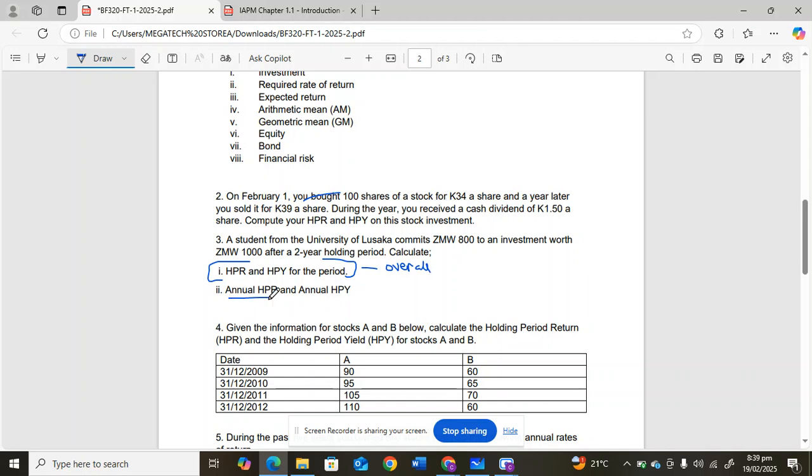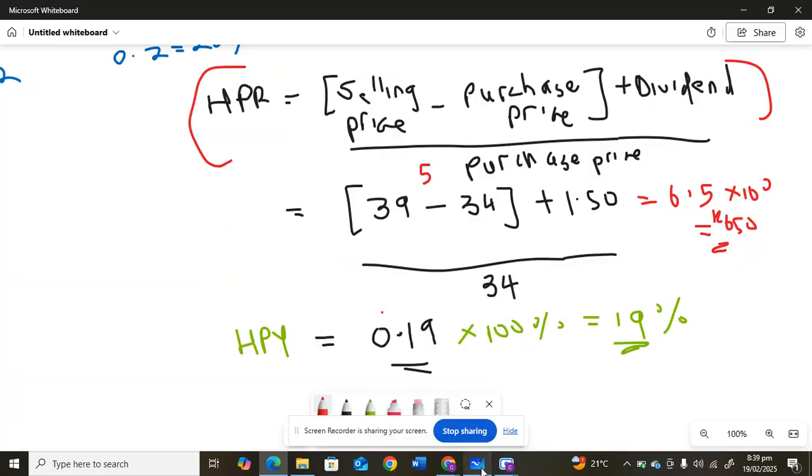For the annual HPR and annual HPY, you want to see your return on a yearly basis. In year one, what was the return? Then in year two. So this is the formula that we're going to use for HPR.